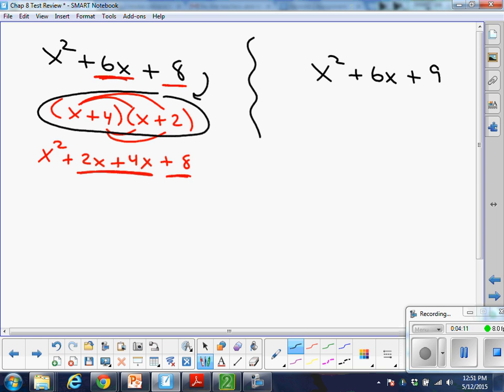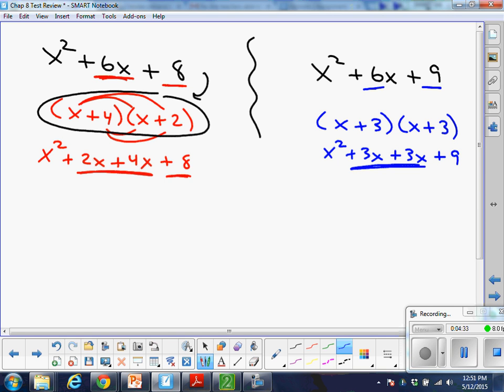The one on the right, doing a similar deal here. If we need two numbers that multiply to be 9 but add up to be 6, in that case it's going to be 3 and 3, right? So x plus 3 times x plus 3. Okay, and again, you can check that by foiling it if you want to. x squared plus 3x plus 3x plus 9. So that just verifies, there's your 6x in the middle.